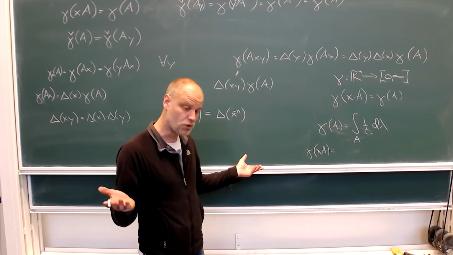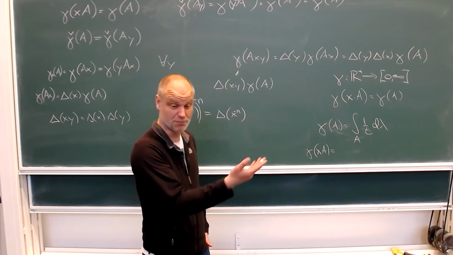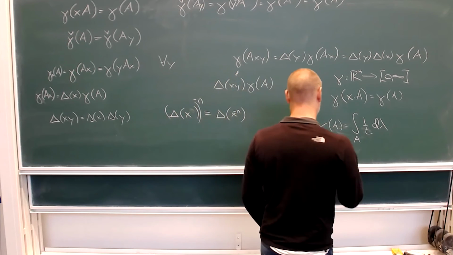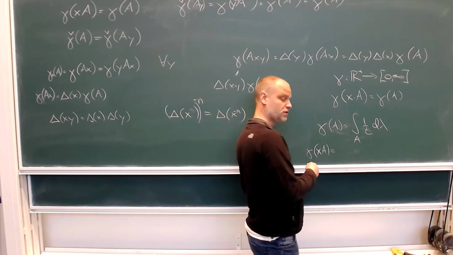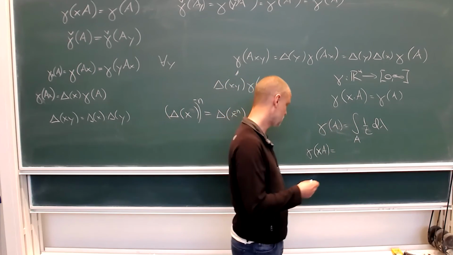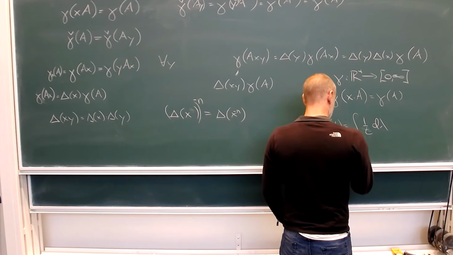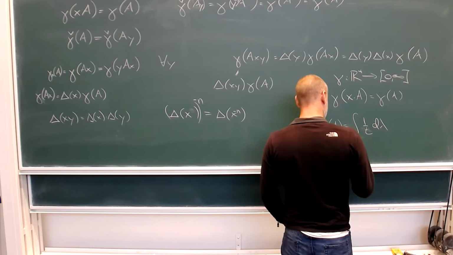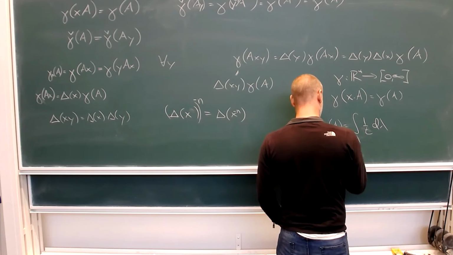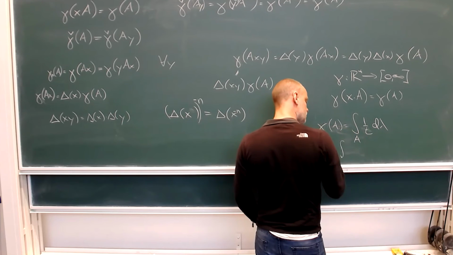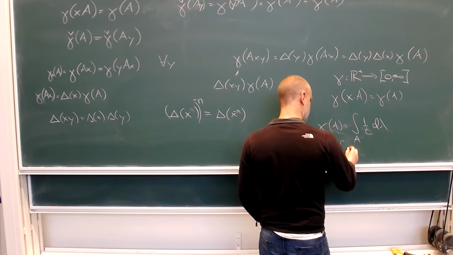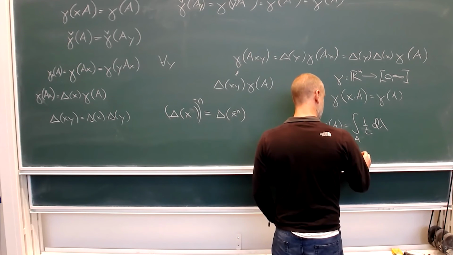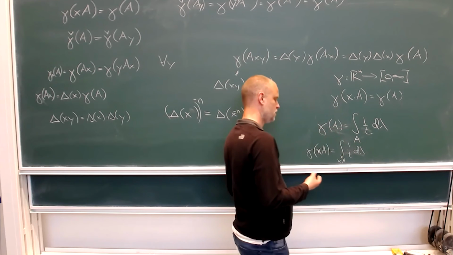If you have a locally compact group which is not compact, the left and right measures can still be the same, but not always. I don't know of an example where they're different, but the exercises should have some example. Anyways, so we integrate here over the set x times A of 1 over t d lambda.